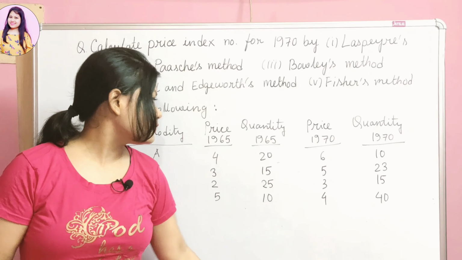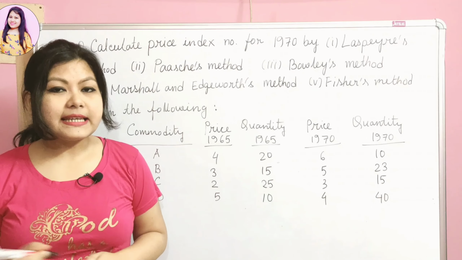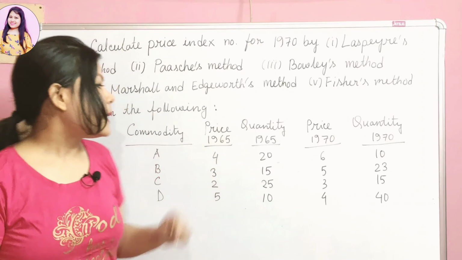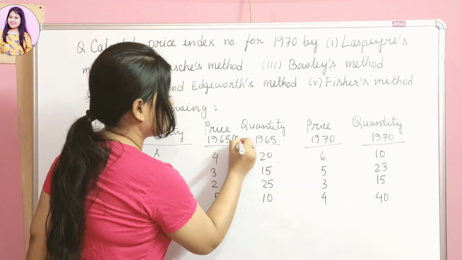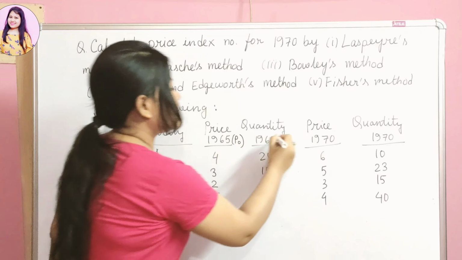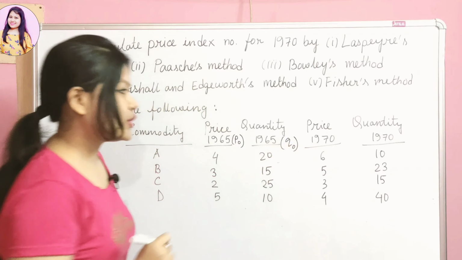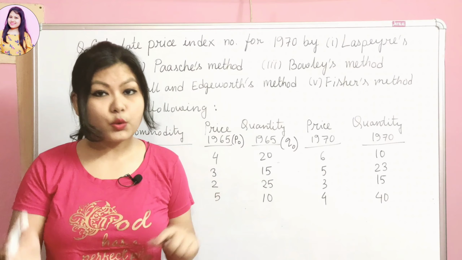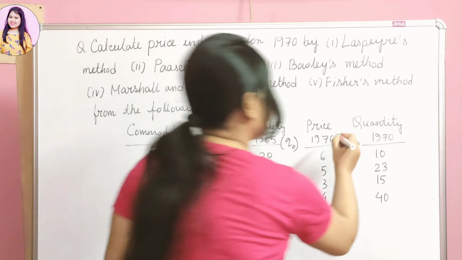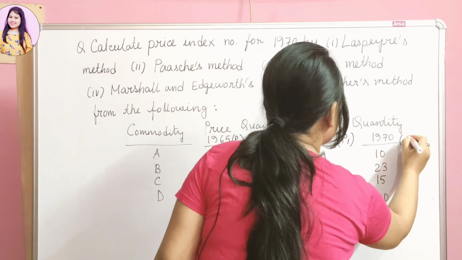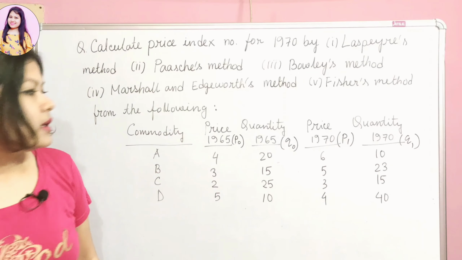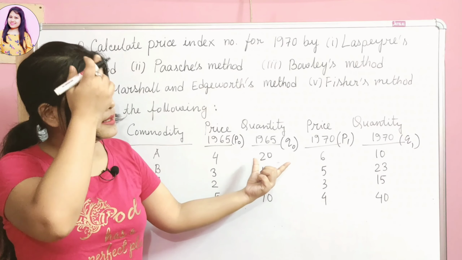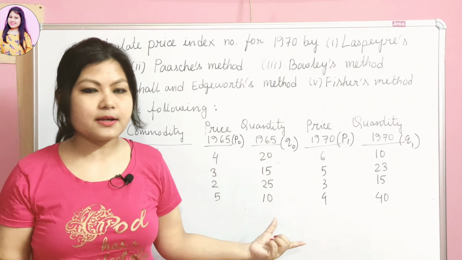So when we solve the question for the index number, we assume that for the base year, the price is P naught and the quantity is Q naught. Then for the current year we denote the price as P1 and the quantity as Q1. So first of all, this is the notation that should be used for the index number.